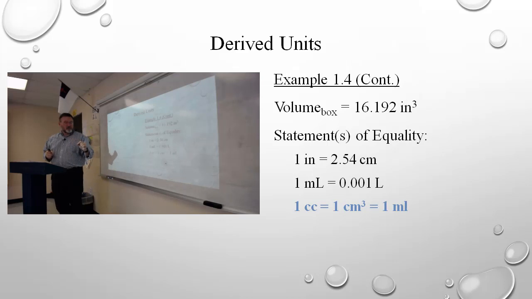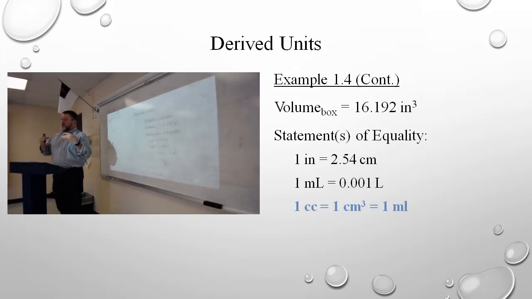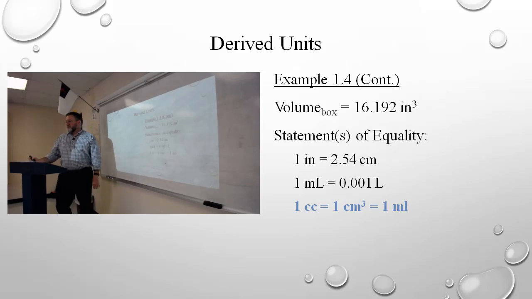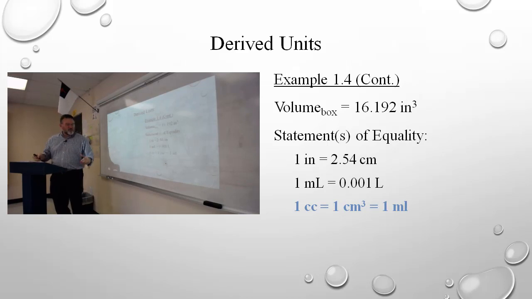1 cubic centimeter is abbreviated cm superscripted 3, for cm cubed. It's also occasionally referred to as a cc, like when you're watching those doctor shows, give them 12 cc's of whatever. It's 12 cubic centimeters. They could just as easily have said, give them 12 milliliters. They're the same thing. A milliliter is a volume unit.